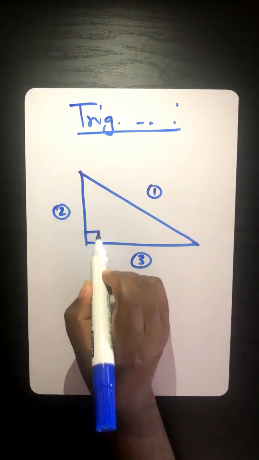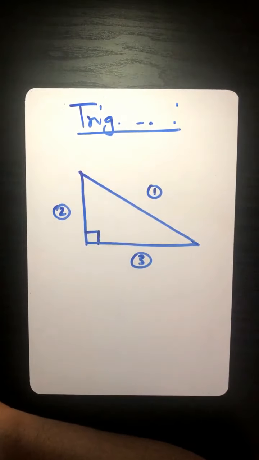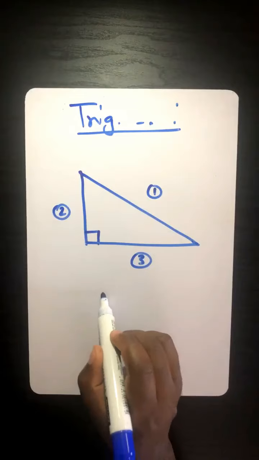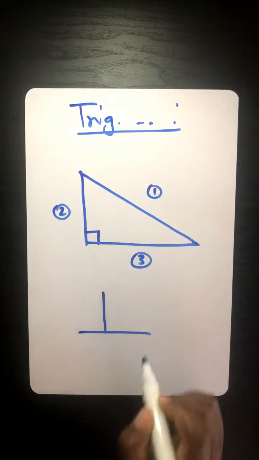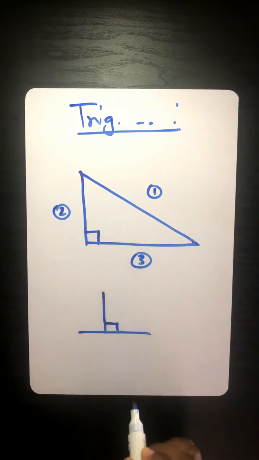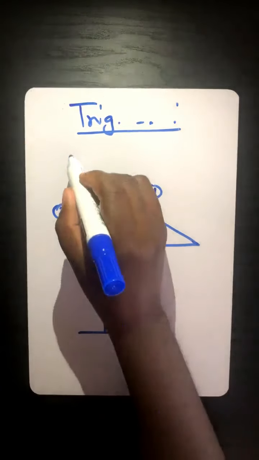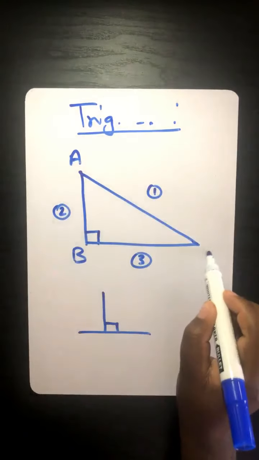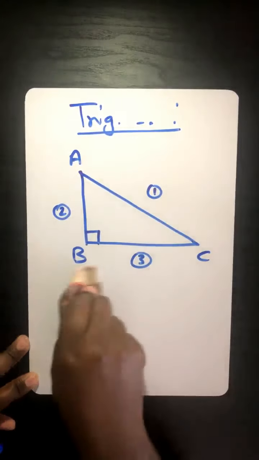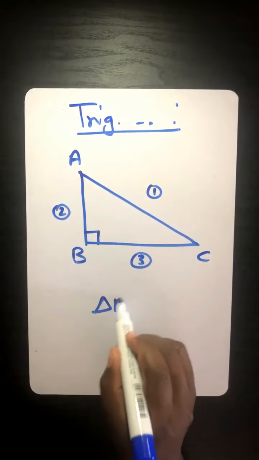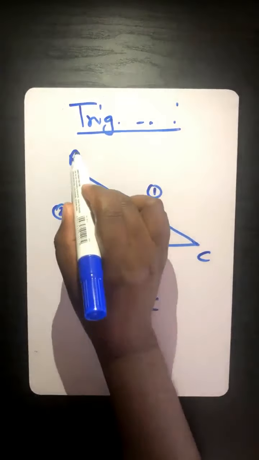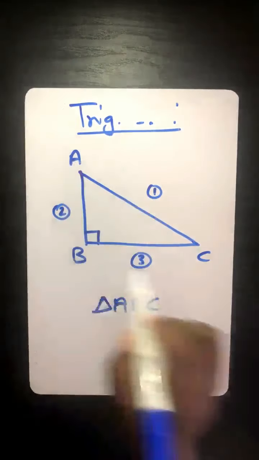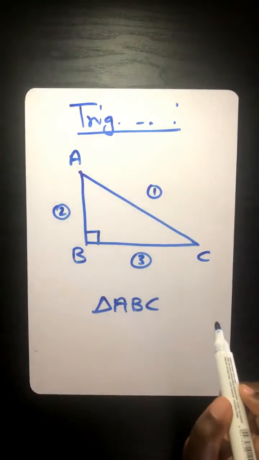For it to be a right-angled triangle, we must be told exactly where the right angle is. We know this is a vertical line and this is a horizontal line, so we've got two perpendicular lines, which means they form a 90-degree angle there. Let's say, for example, this is A, this is B, this is C. This is called triangle ABC, the name of that triangle. If it was D, E, F, it would be triangle DEF.